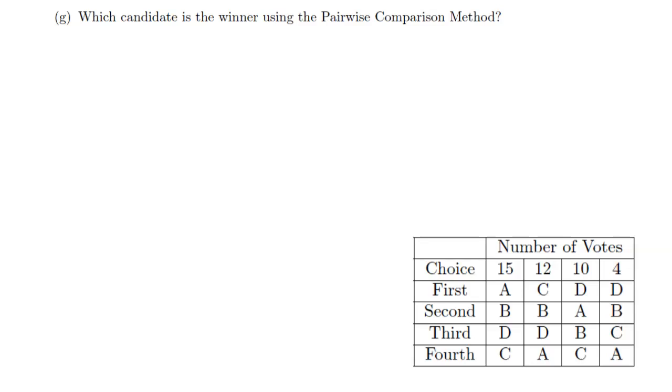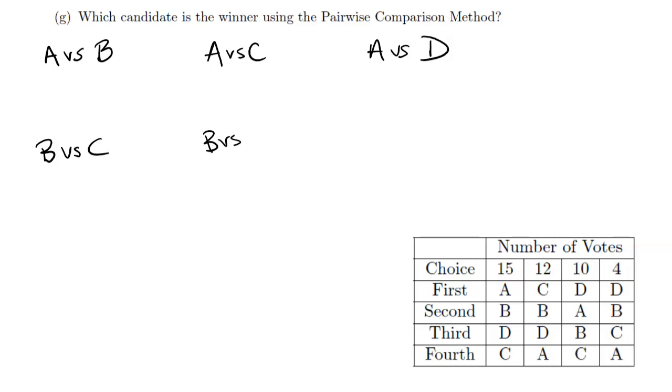So in this example, we have four candidates: A, B, C, and D. So we need to come up with all of the comparisons between those. Remember, we need to pair up each candidate with every other candidate. So A needs to go versus B, and A versus C, and A versus D. And remember, with four candidates, we're going to end up with six total comparisons. Then we could pair up B with the others, so B versus C, and B versus D. And then our last one would be C versus D. We're going to do each of these head-to-heads. So let's start with A versus B.